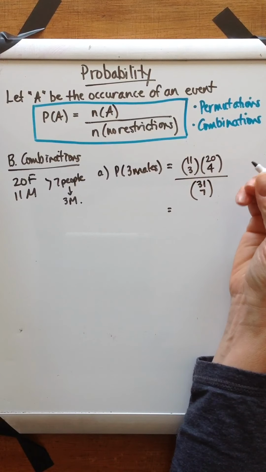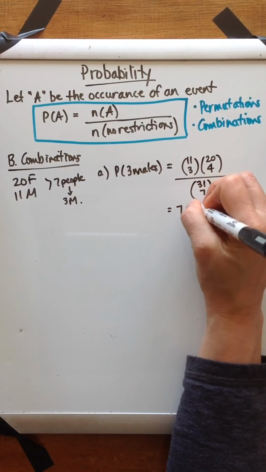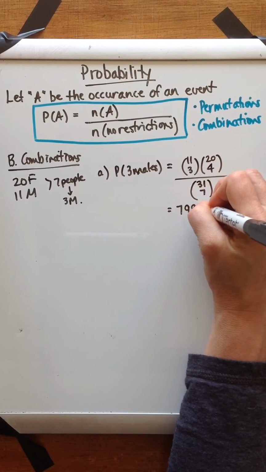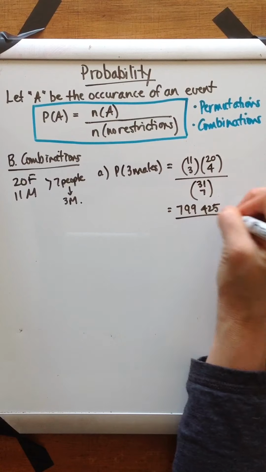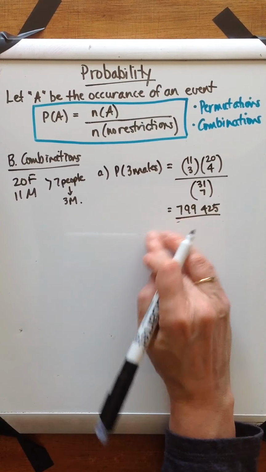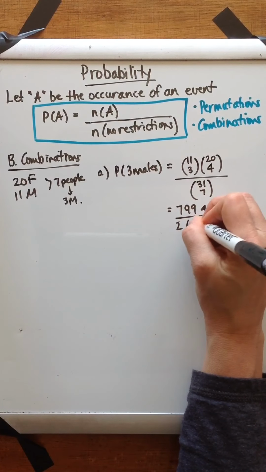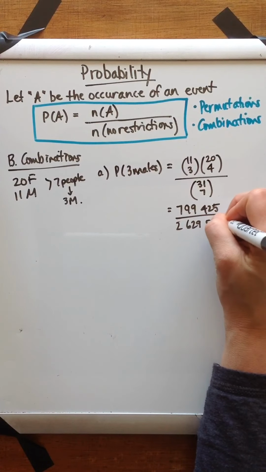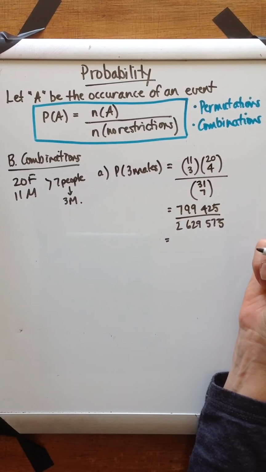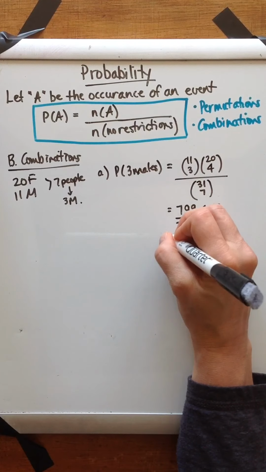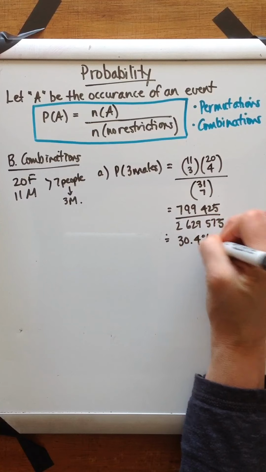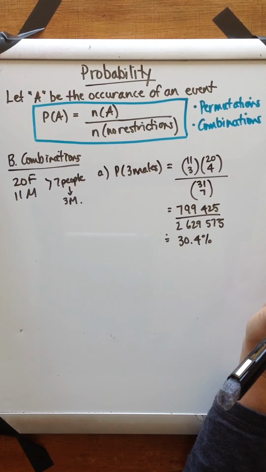If you punch this into your calculator, you can do it all at once if you remember how to use your combination button. I'm going to break it here into numerator and denominator just so that you can make sure you're doing it correctly. So 2,629,575, which as a decimal comes out to 0.304. I'm going to go to a percentage, multiplying it by 100. So it comes out to approximately 30.4%.